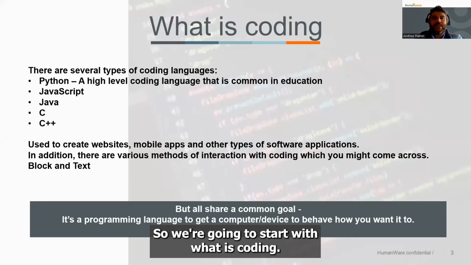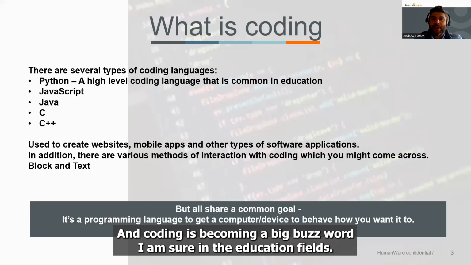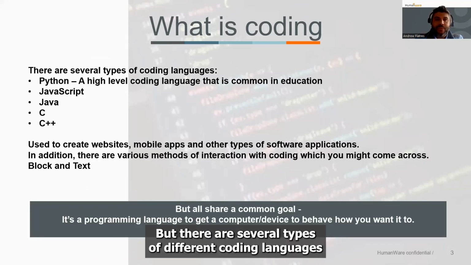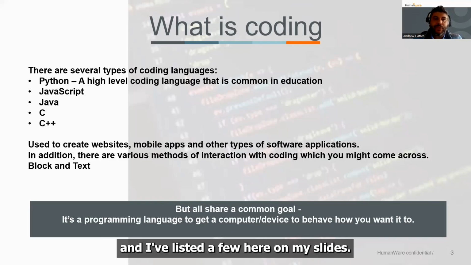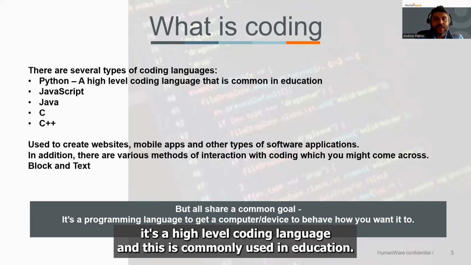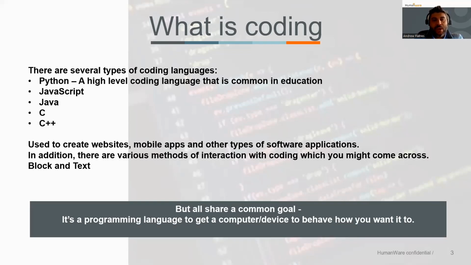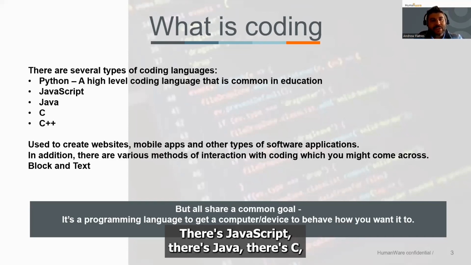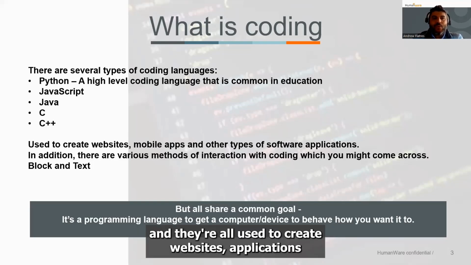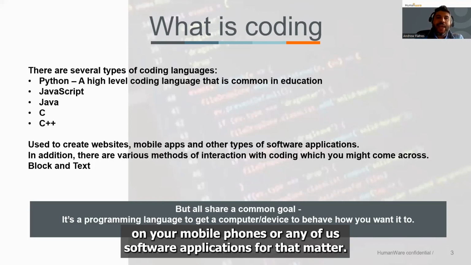So we're going to start with what is coding, and coding is becoming a big buzzword. I'm sure in a lot of the education fields, it's quite scary, overwhelming, but there are several types of different coding languages, and I've listed a few here on my slide. So we look at Python. It's a high-level coding language, and this is commonly used in education. There's JavaScript, there's Java, there's C, there's C++, there's many other different languages, and they're all used to create websites, applications on your mobile phones, or any other software applications for that matter.